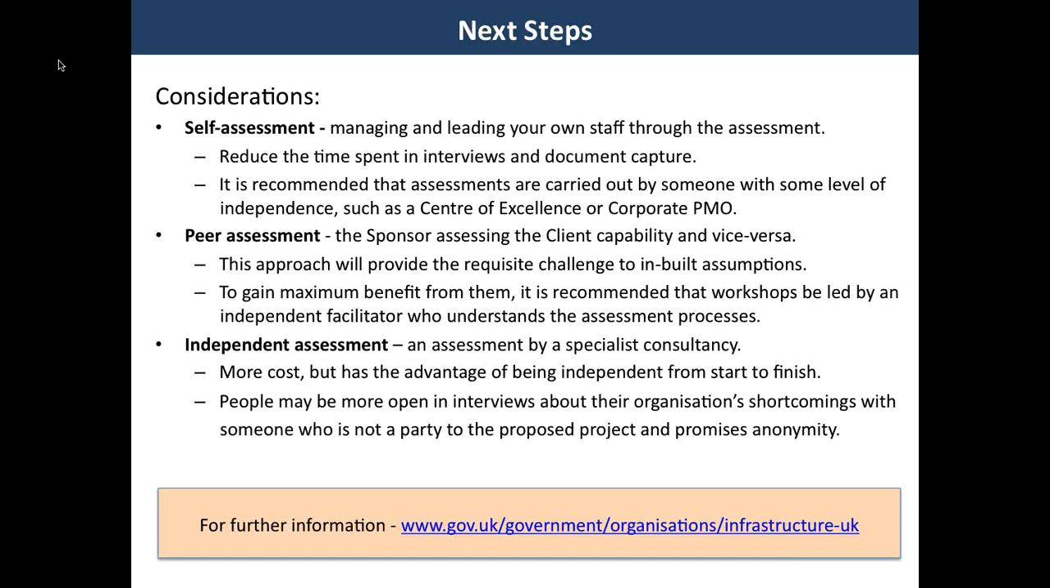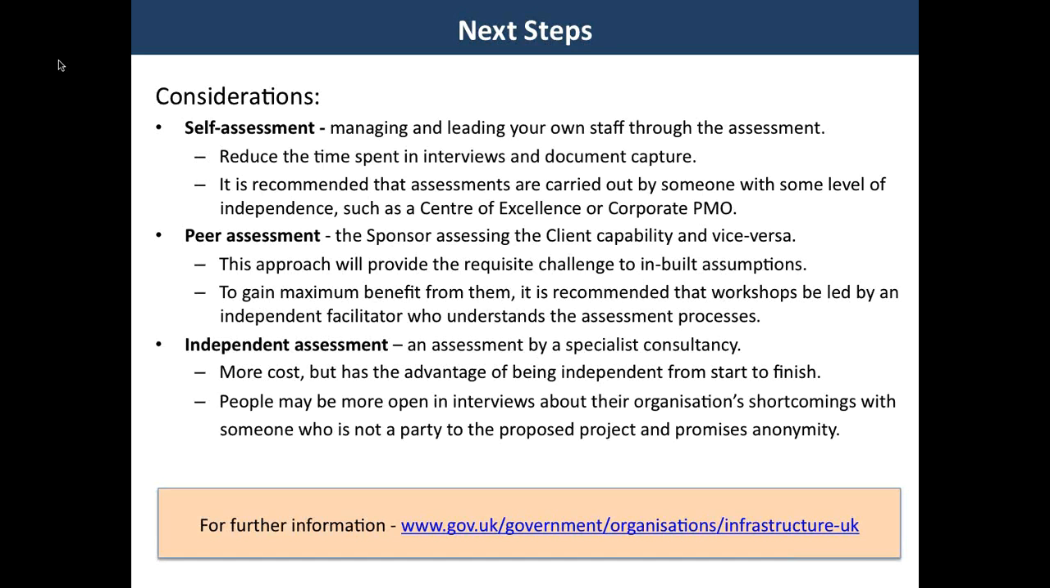The route map can be a peer assessment with the sponsor and client looking at each other, holding that mirror up that way. And this approach will provide the requisite challenge to any built-in assumptions, but to gain the maximum benefit from it, it's recommended that you do bring in independent facilitation to run any workshop processes.